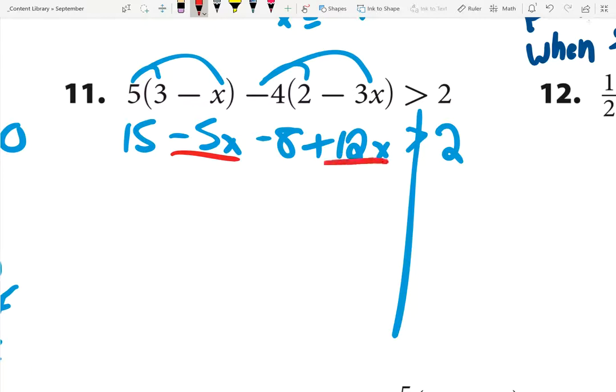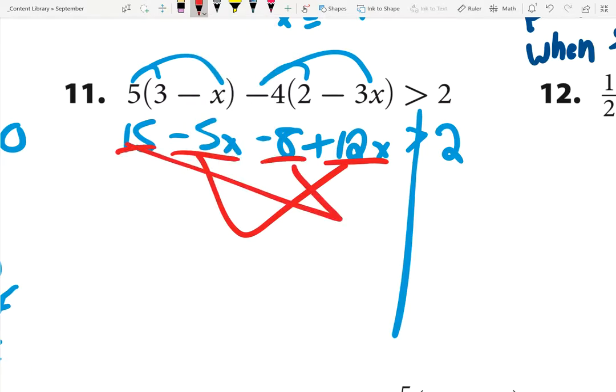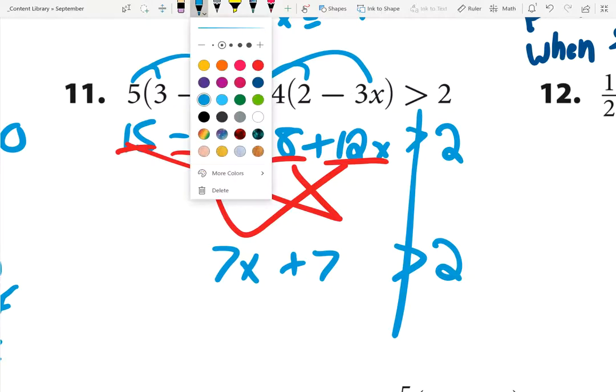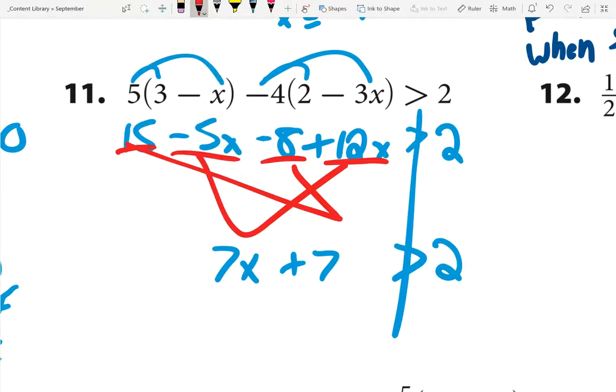I've got these x terms that can go together. Negative 5x plus 12x is 7x. I also have 15 minus 8 that can go together. Put those together. So negative 5x plus 12x is positive 7x, as I mentioned. And then 15 minus 8 will also make 7, positive 7, so plus 7. And this is going to be bigger than 2 still. I'm going to line these up a little bit better. There we go.